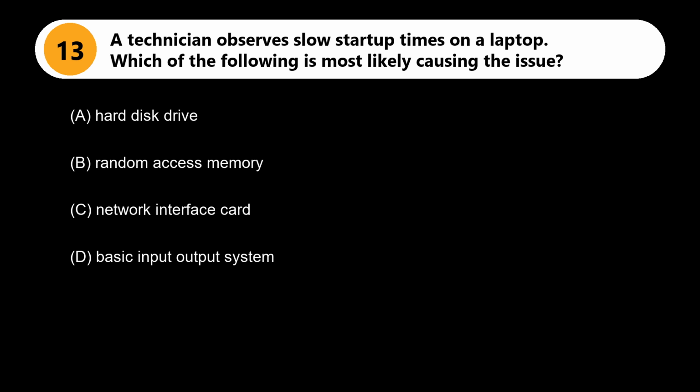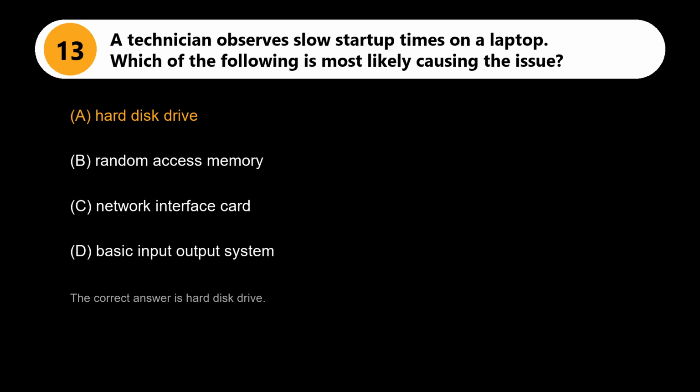Question 13. A technician observes slow startup times on a laptop. Which of the following is most likely causing the issue? Option A, hard disk drive. Option B, random access memory. Option C, network interface card. Option D, basic input-output system. The correct answer is option A, hard disk drive.